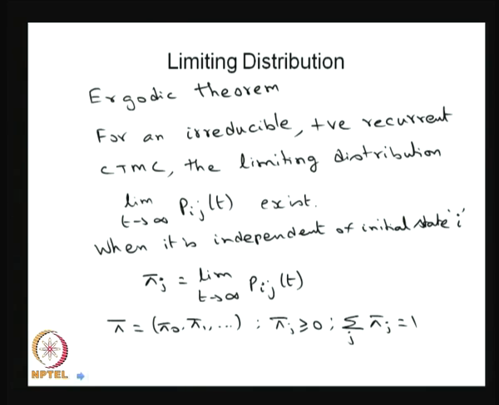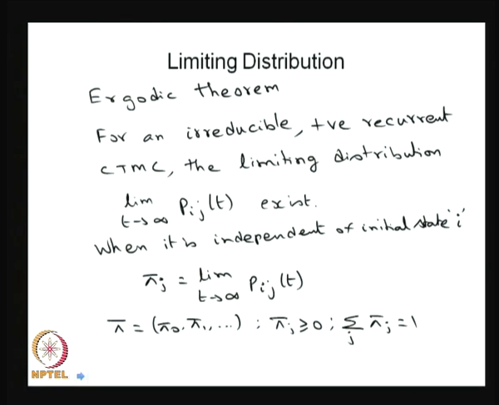Since all the states are communicating with all other states, if one is of a particular type, say positive recurrent, then all the other states are going to be positive recurrent. If one is null recurrent, then all the other states are also going to be null recurrent. So, here I am making the assumption that the CTMC is irreducible as well as all the states are positive recurrent. Then the limiting distribution always exists.